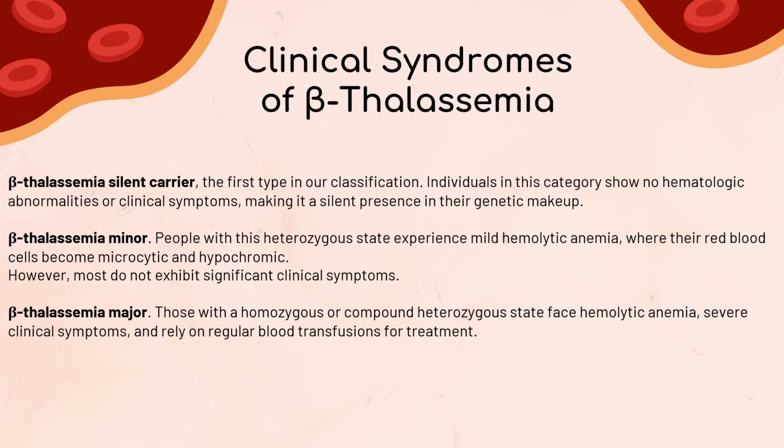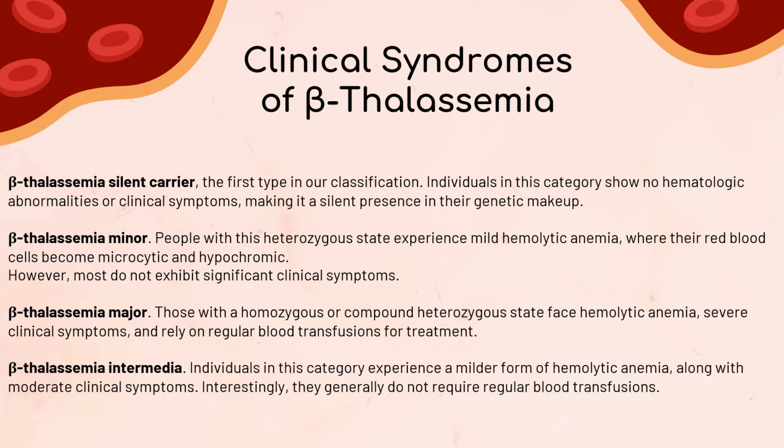Now, let's delve into the severe form known as beta-thalassemia major. Those with a homozygous or compound heterozygous state face hemolytic anemia, severe clinical symptoms, and rely on regular blood transfusions for treatment. Lastly, we explore beta-thalassemia intermedia. Individuals in this category experience a milder form of hemolytic anemia, along with moderate clinical symptoms. Interestingly, they generally do not require regular blood transfusions.